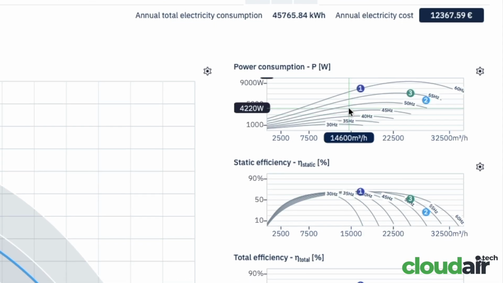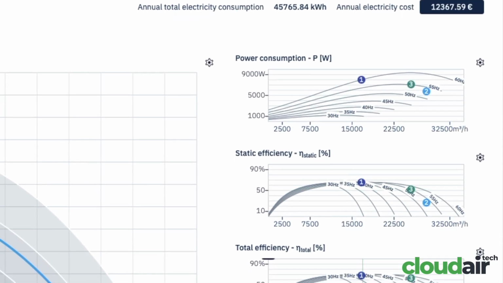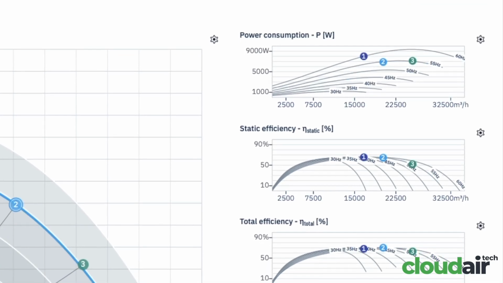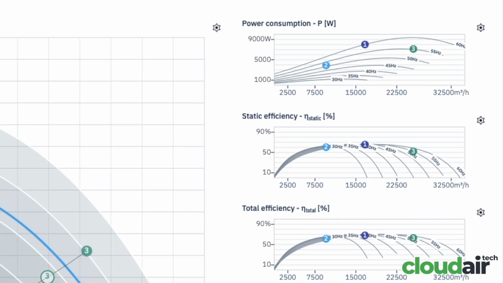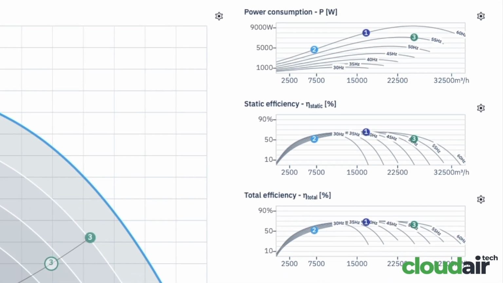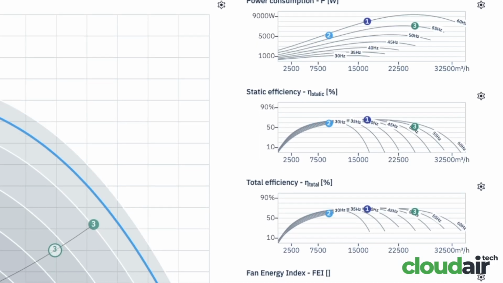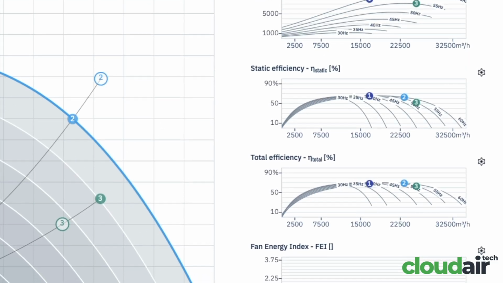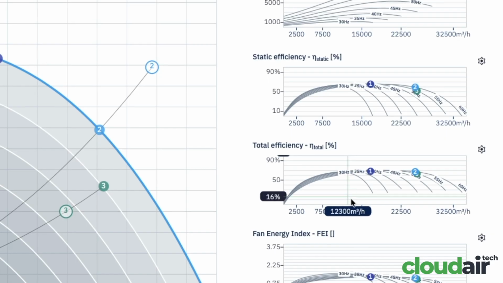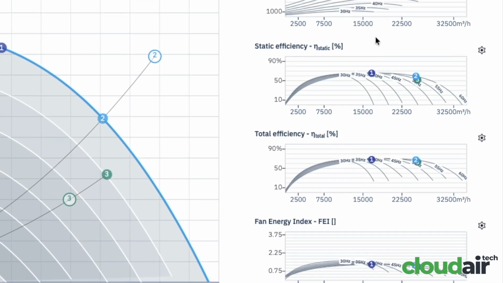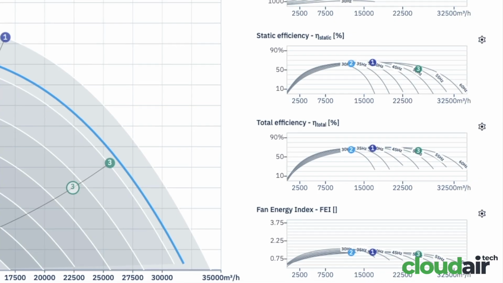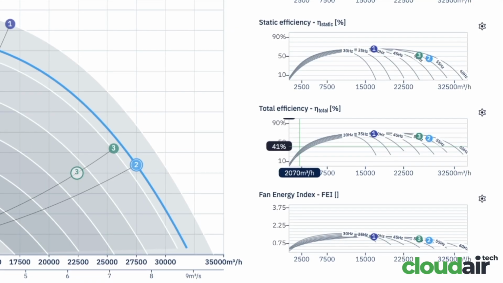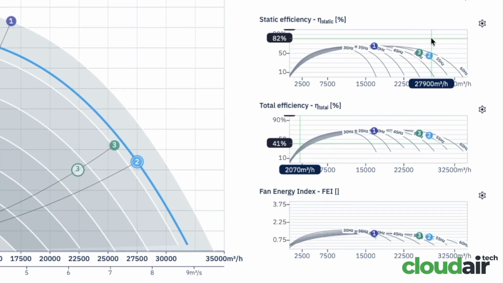Next to the main performance chart, a set of the most important supporting diagrams is always visible. These graphs display key performance parameters, power consumption, static efficiency, total efficiency, and the fan energy index, FEI, plotted against airflow. Each selected working point is reflected in these charts, allowing for a quick comparison of energy use and efficiency at different operating conditions. The synchronized view helps the user understand how changes in airflow or system resistance influence energy demand and overall fan performance. The values on these supporting charts update dynamically as the operating point is modified, making them an essential tool for making informed design decisions, whether optimizing for efficiency, minimizing consumption, or ensuring regulatory compliance.